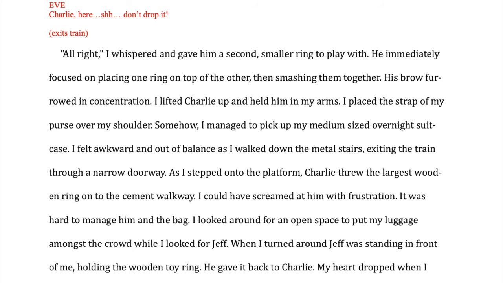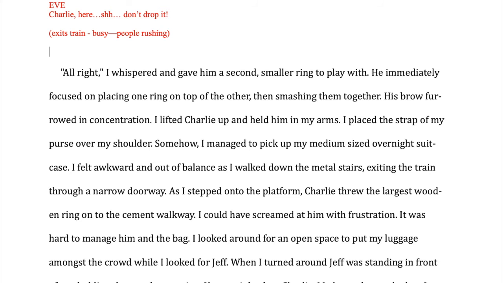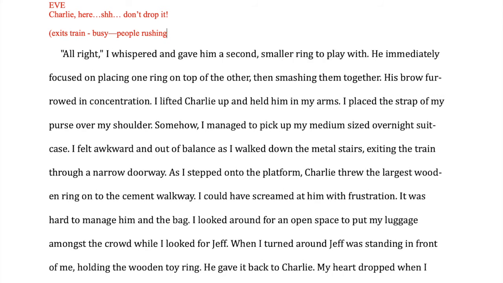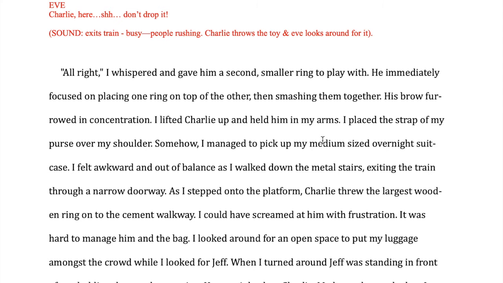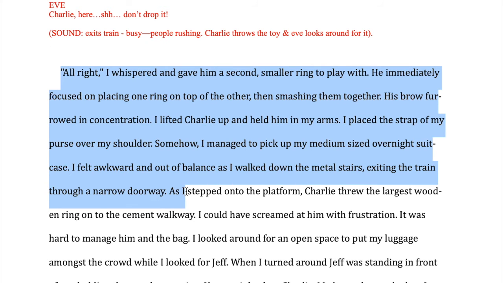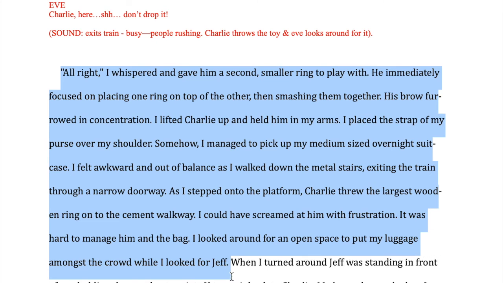She exits the train, and now it's busy, people rushing, and then that's going to be sound effects. Then Charlie throws the toy, and Eve looks around. I'm writing these directions, and I would write these if somebody else was doing sound, but these are not going to be said. So the first thing, Eve says that to Charlie, and then a moment will pass, and then she's still trying to walk. She's frustrated.